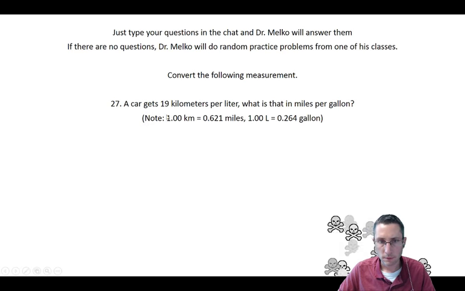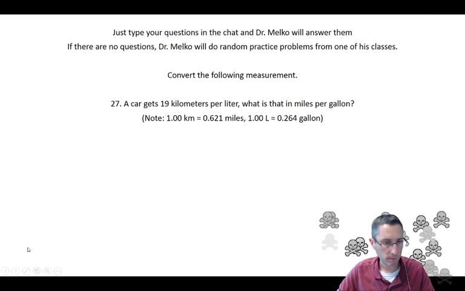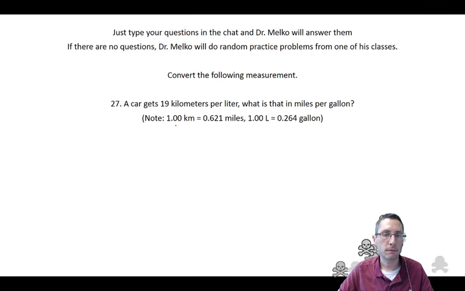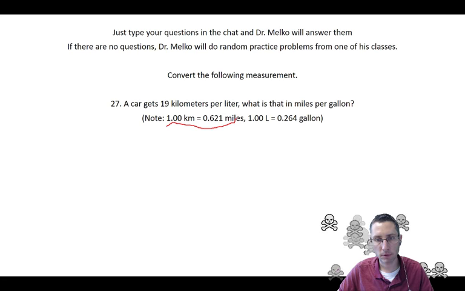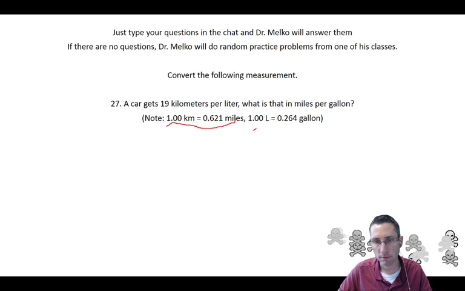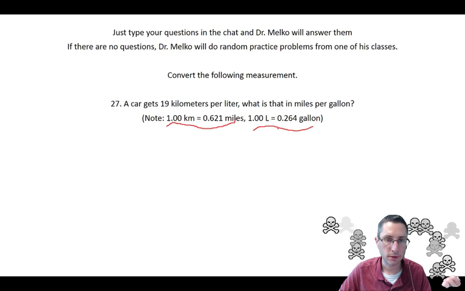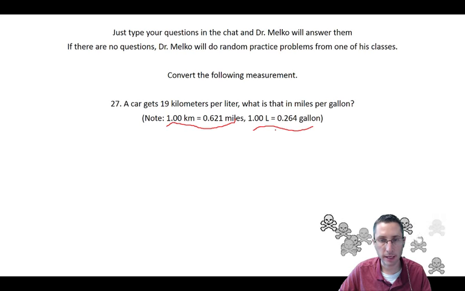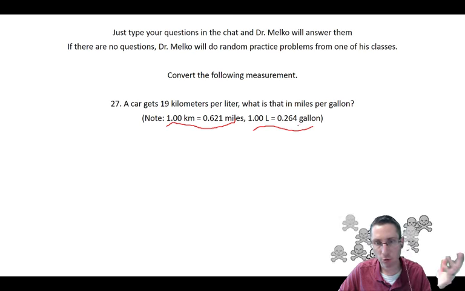All right, so a car gets 19 kilometers per liter. What is that in miles per gallon? You're given some extra unit equations here. By the way, if you're given these, they're usually going to be English to metric, so keep track of the 3 sig figs. Remember, metric is meters, grams, liters, seconds. English is basically anything else: miles, gallons, fluid ounces, pounds.